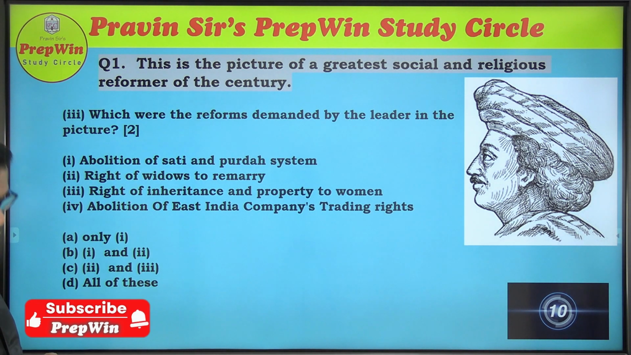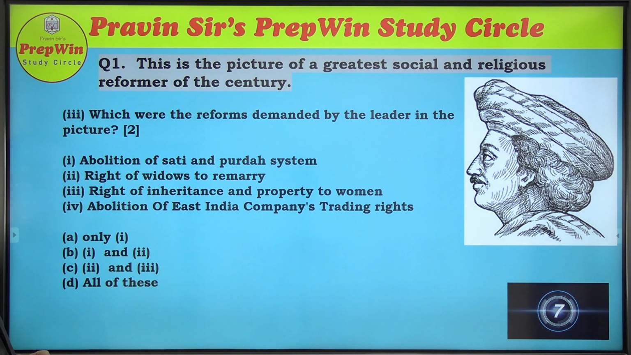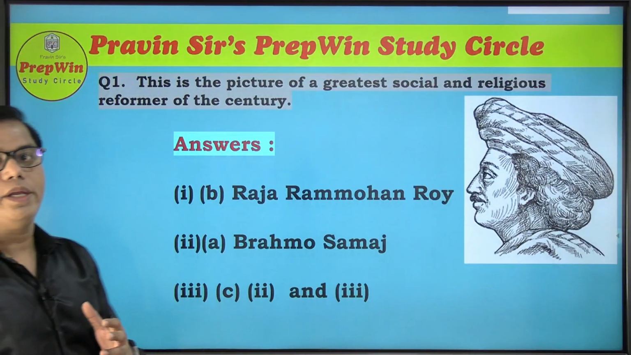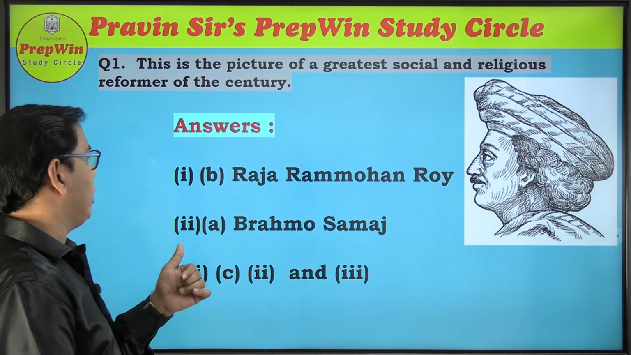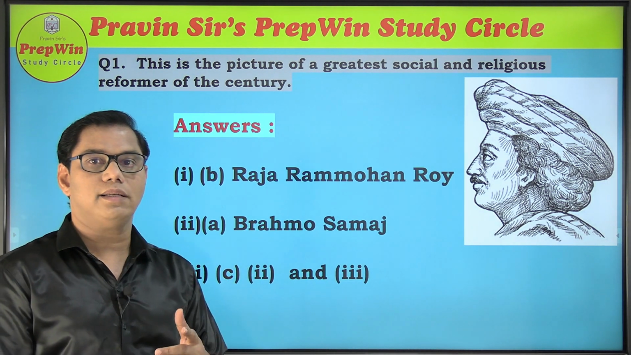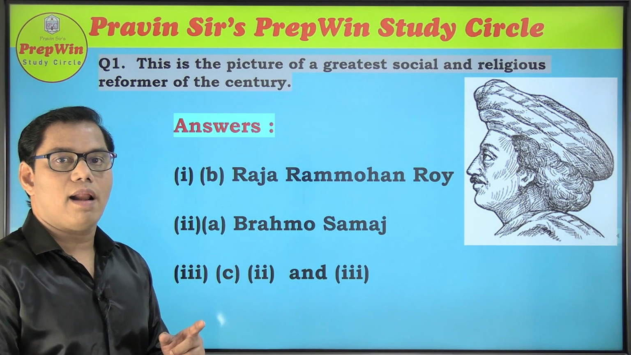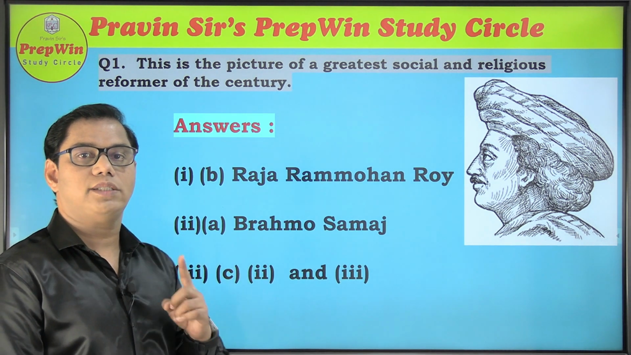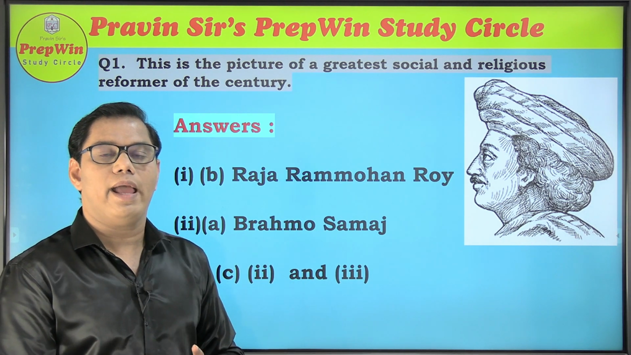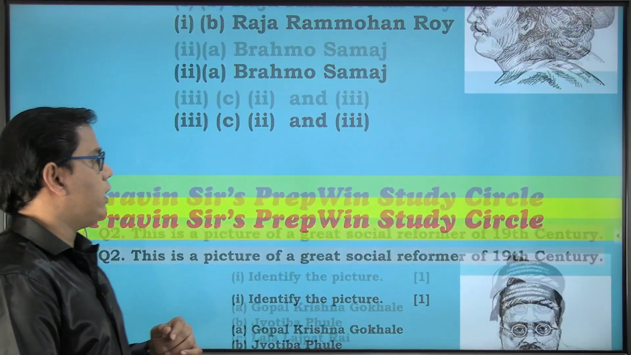Have you selected the option? Let me start a timer. 5, 3, and that's all. Time up. So here are your answers. First option is B, second option is A, and third option is C. I hope you are right with your option. This question is very important. You can expect any of this question in your examination. Let's move on to next question.